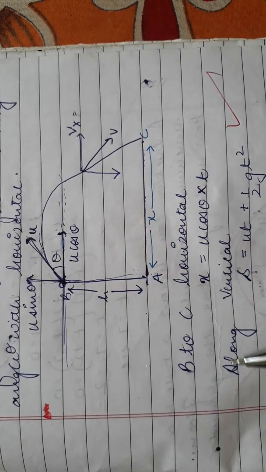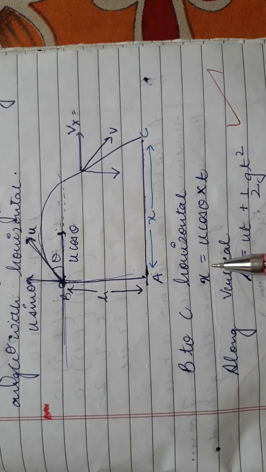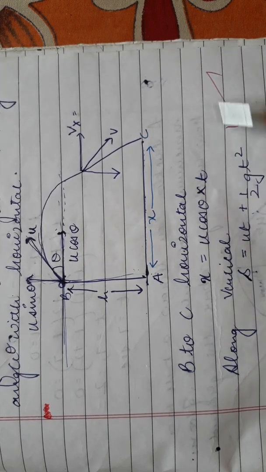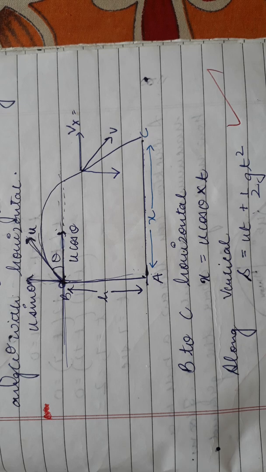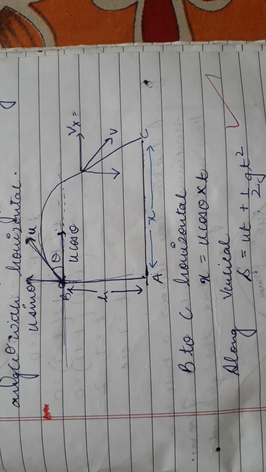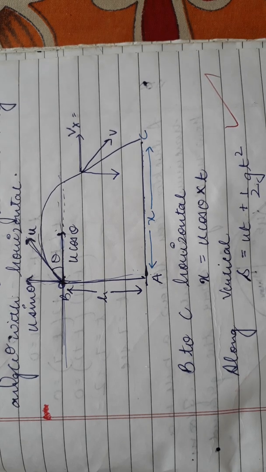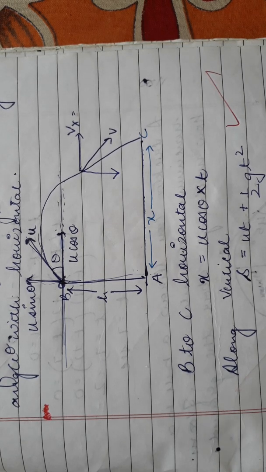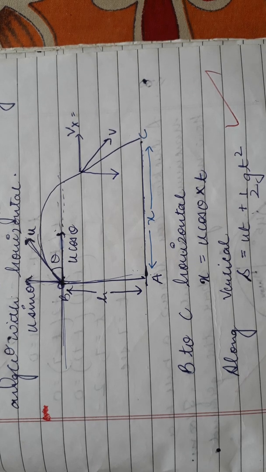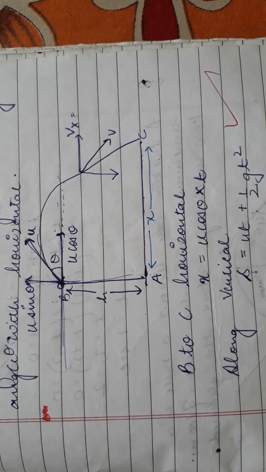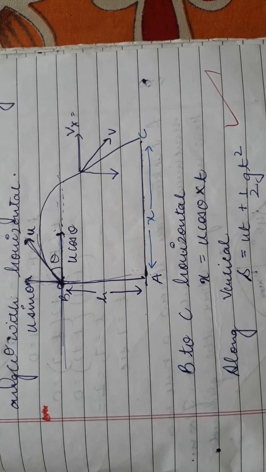So we can simply write the equations along horizontal x is equal to u cos theta into t, and along vertical s is equal to ut plus half gt square. So minus h is equal to u sin theta t minus half gt square. So we can solve these equations for finding any of the variable. It may be displacement or velocity or time or anything, we can do it. So this is how we have completed the projectile motion.